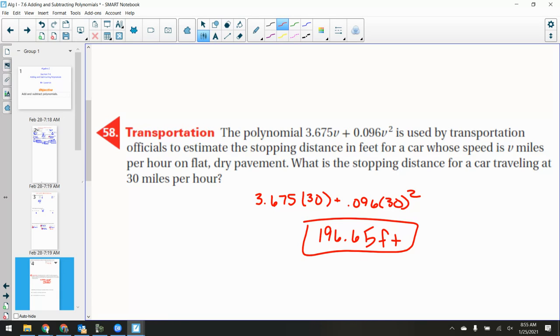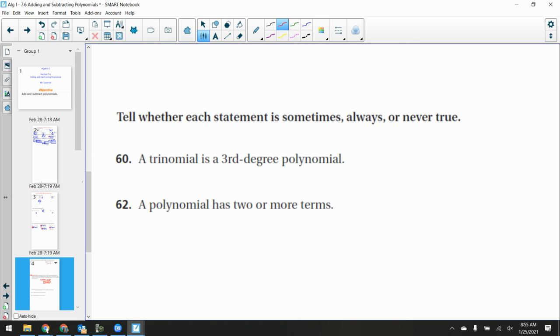Okay. Last set here. Tell whether each statement is sometimes, always, or never true. A trinomial is a third degree. Well, third degree is cubic. Does trinomial always mean it's cubic? No. Can it mean that it's cubic? Yeah, but not always. So we would say sometimes. That would be a sometimes.